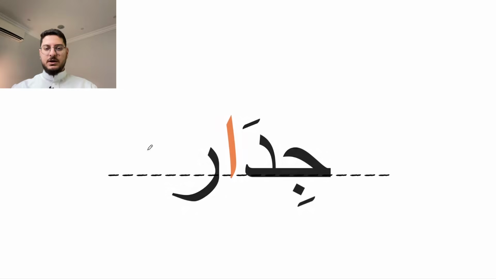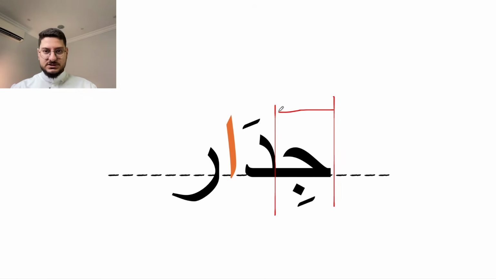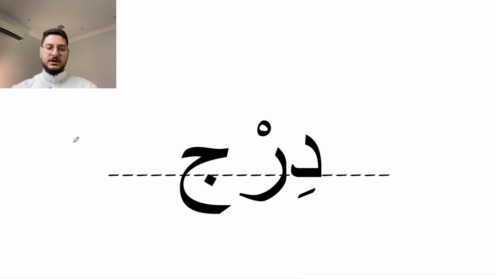Next one, we have two vowels, so I see two syllables as well, one starting here and one starting there. The first syllable is ji, and then dar. Jidar, and jidar means a wall. Next one, I see only one vowel in here, so the entire word is only one syllable, and this would be dirj. And dirj means a drawer.